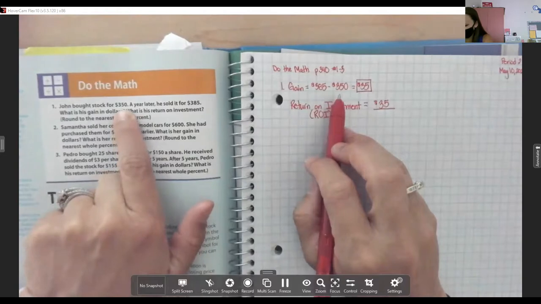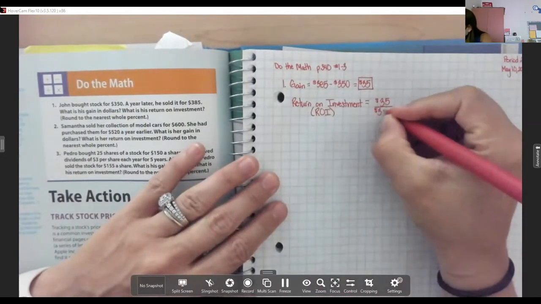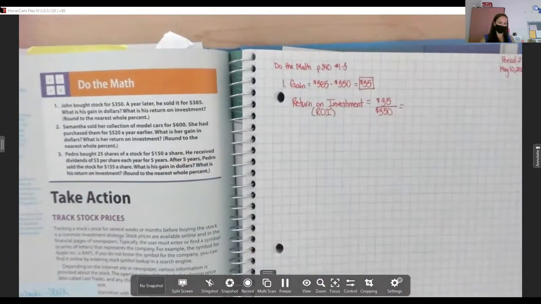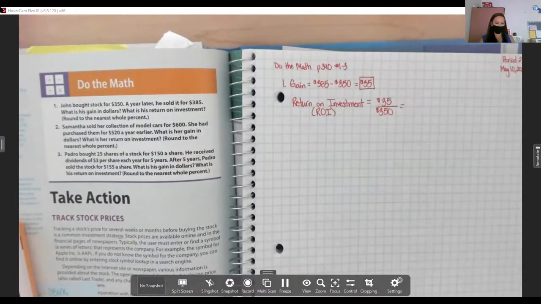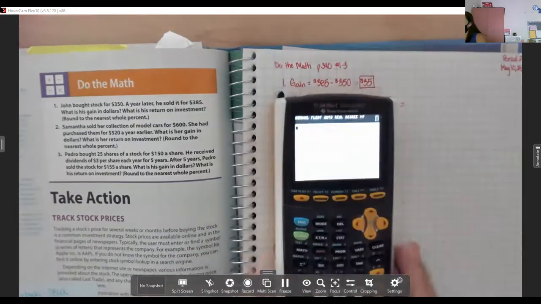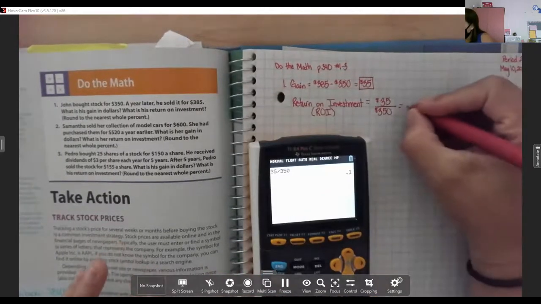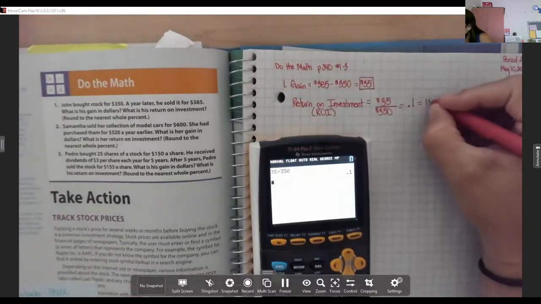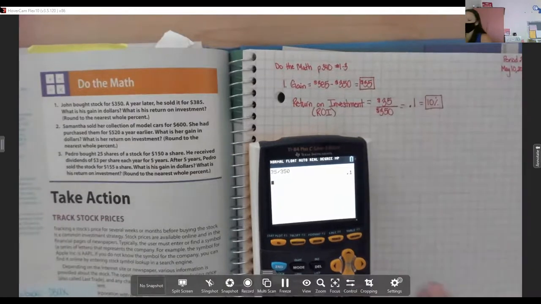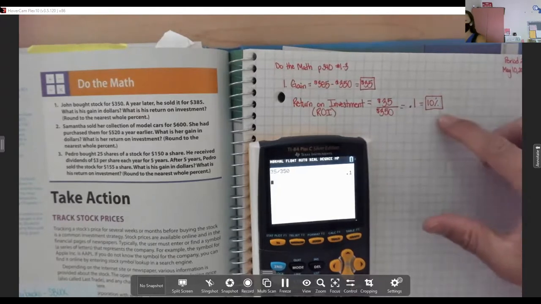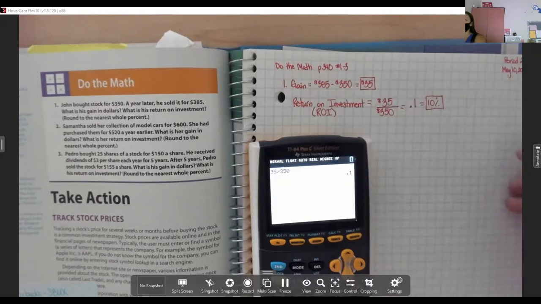So John paid $350. All right, so 35 divided by 350 is 0.1, which is a 10% return on investment. Again, calculating the return on investment as a percentage is nice because say you made $45 on something else, but you invested $1,000 in it. Well, if you can compare it as a percentage, then you know which one was the better investment, because you don't always put the same amount into different investments.